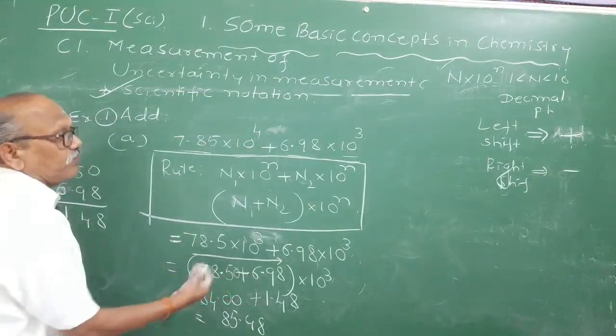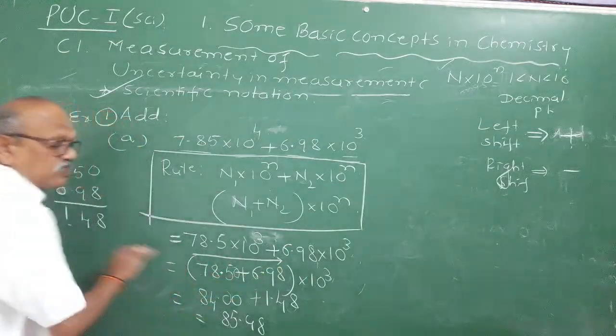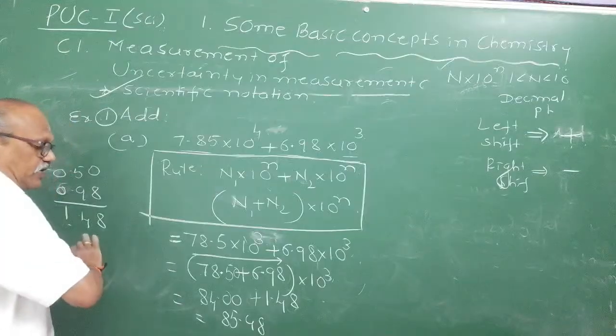Generally, in school methods, you add from right to left. In speed maths, they suggest that you add from left to right.